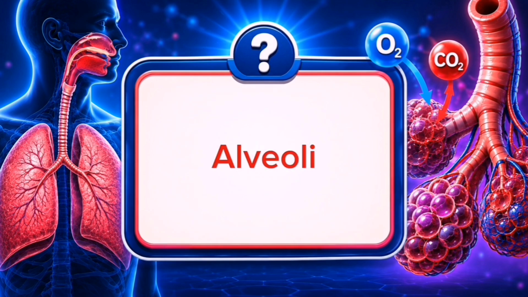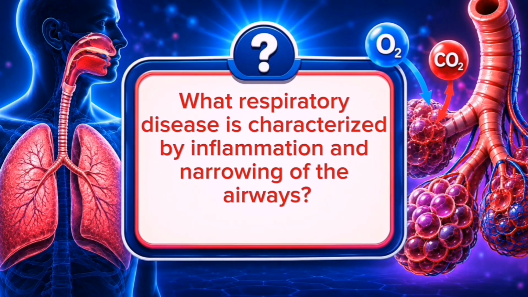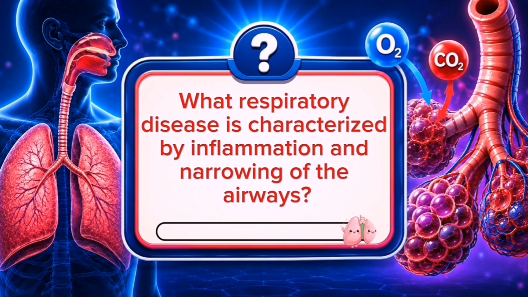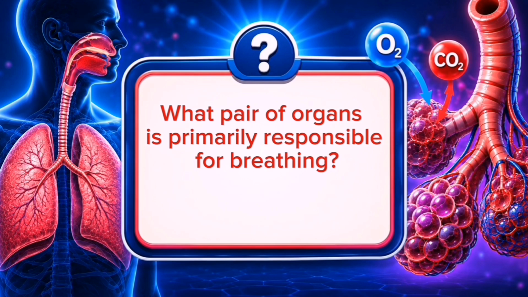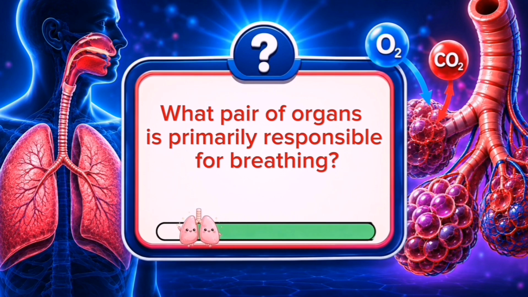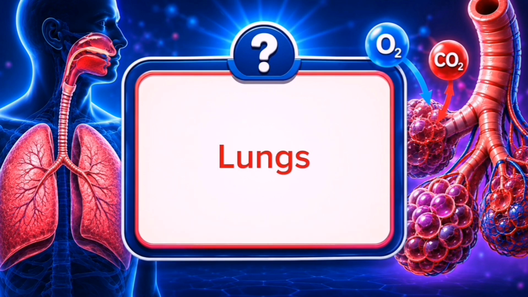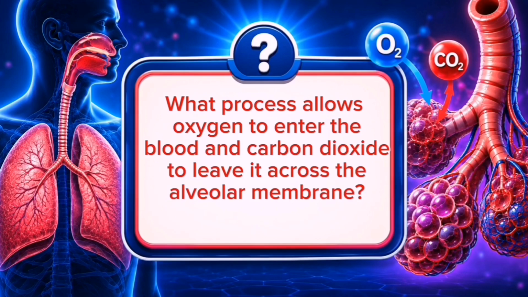Answer: alveoli. Question 18. What respiratory disease is characterized by inflammation and narrowing of the airways? Answer: asthma. Question 19. What pair of organs is primarily responsible for breathing? Answer: lungs. Question 20. What process allows oxygen to enter the blood and carbon dioxide to leave it across the alveolar membrane?